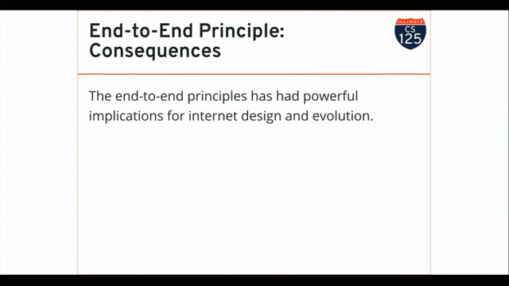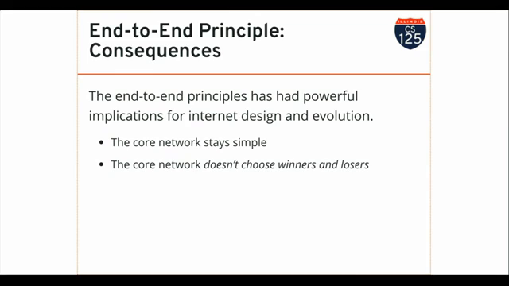This principle has essentially allowed the internet to evolve, and it's allowed us to build lots and lots of things on top of it. And the core network stays simple. The network doesn't choose winners and losers. That's the other thing. The core internet doesn't discriminate between Facebook and whatever new social networking site will maybe someday rise up and challenge Facebook for supremacy. The internet doesn't do that. It was never designed to do that. It shouldn't do that.